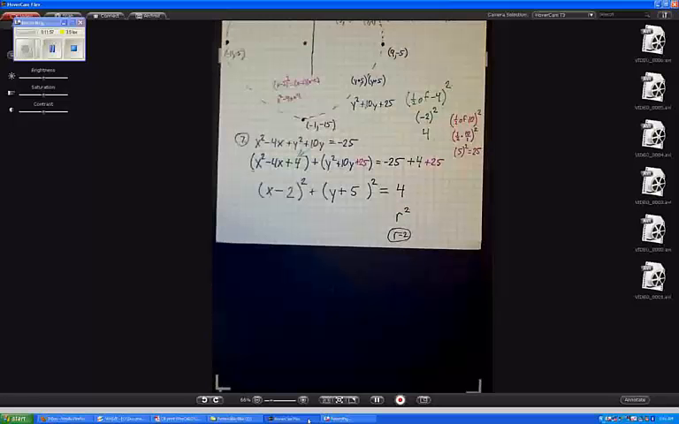I'm glad you guys have seen completing the square before, because I'm going much more quickly through it now than I did earlier in the semester. But if you need extra help, stick around. I'll help you putting those together, okay?